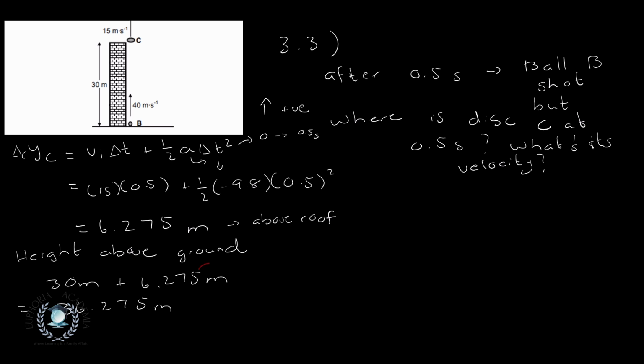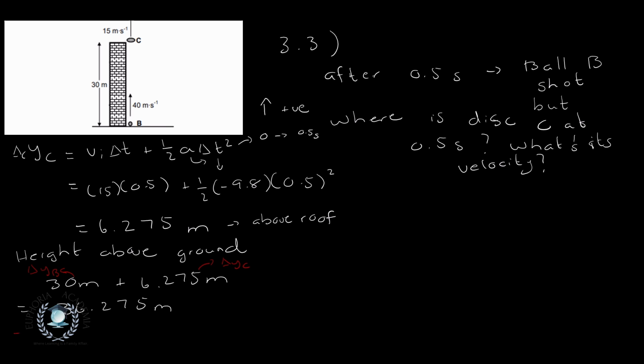So we just said that this is our delta y of the disk C, and actually this would be our delta y of B. This is what B needs to cover to get at least above the roof of the building, because the ball B is moving from the ground going all the way up. All right, now that we've distinguished that, essentially we need to understand what this distance actually means.